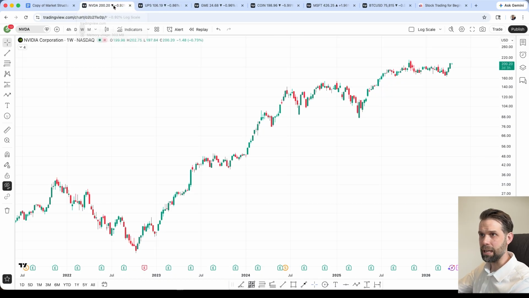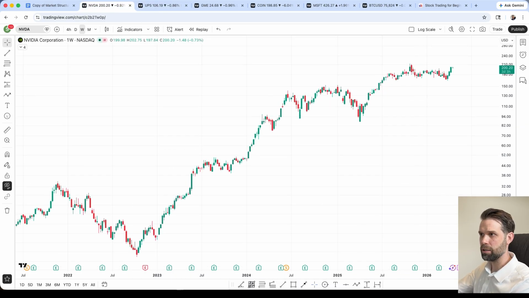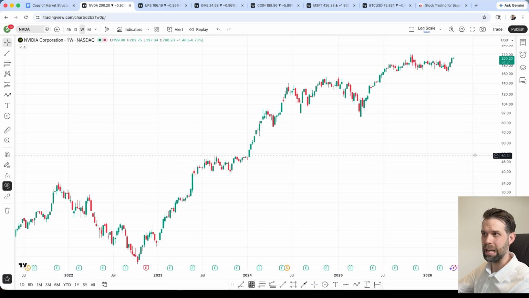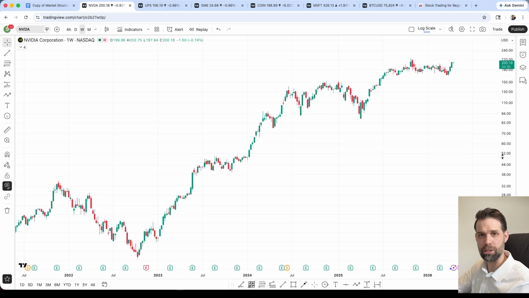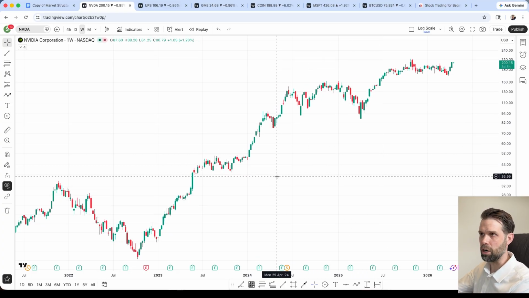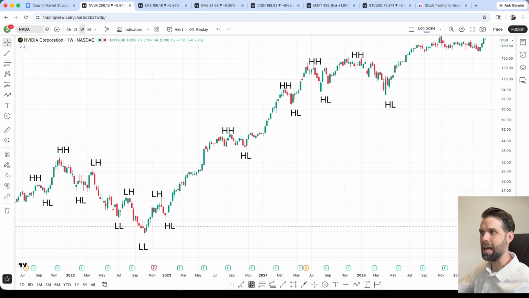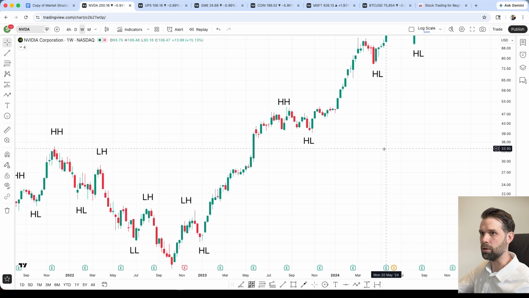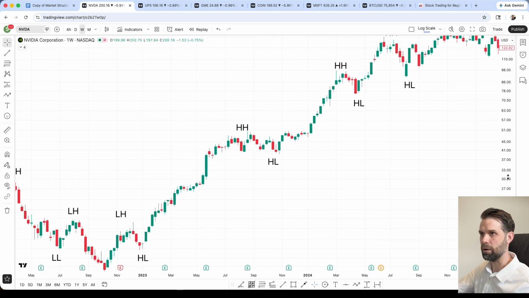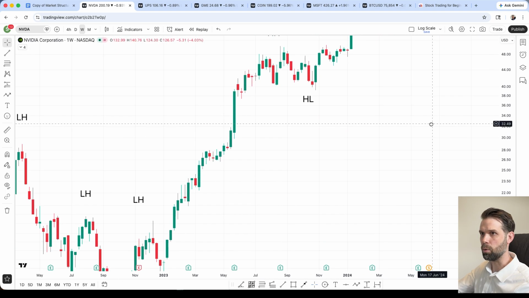So if we look at NVIDIA, and again, this is a weekly chart, but this applies to all the different time frames, whether it's an hourly chart, 15-minute chart, monthly chart, and so on. And we put on some indicators here. We can go ahead and actually label a real price chart. So I'll zoom in here a little bit so we can see what's going on.